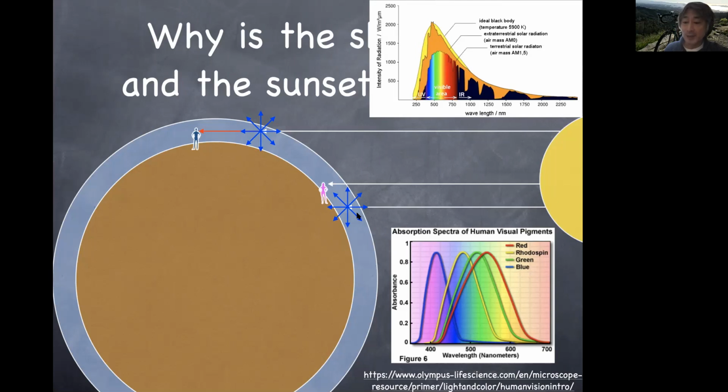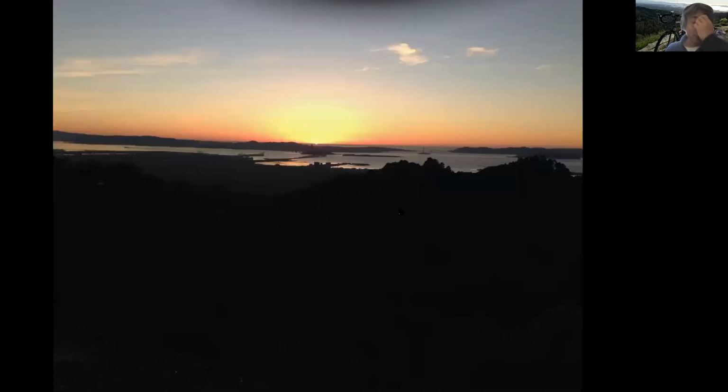Okay, so that ends the story about why the sunset is orange and the sky is blue. This is a picture I took when I was on a bike ride up on Grizzly Peak, and there's the Golden Gate Bridge and a beautiful sunset. We're really lucky that we live in this area to be able to observe such a beautiful sunset. Anyway, that's how we understand this picture.